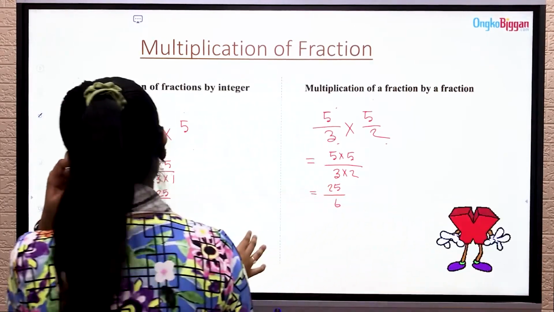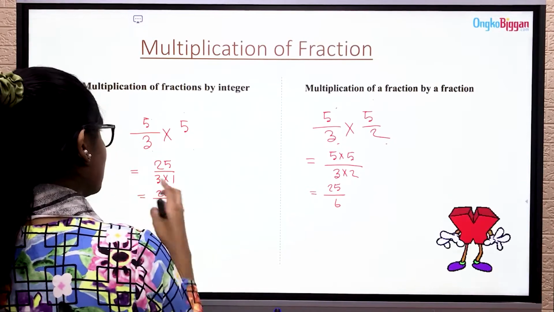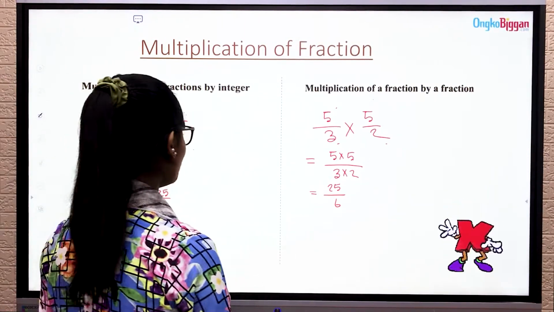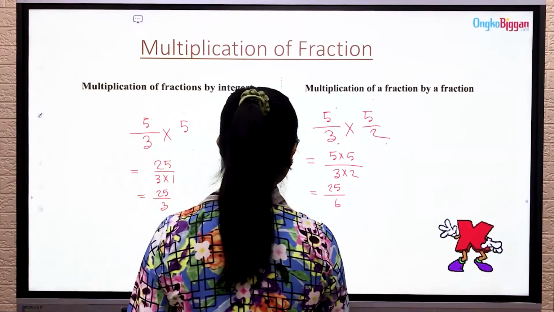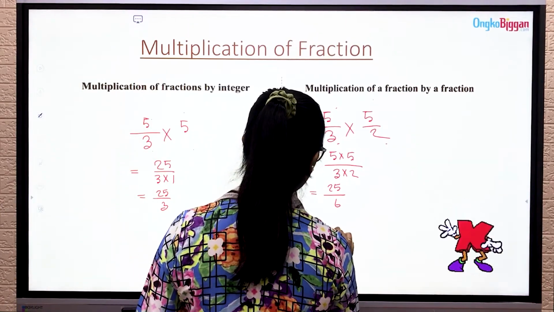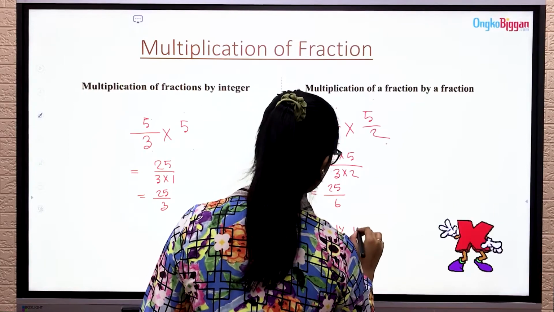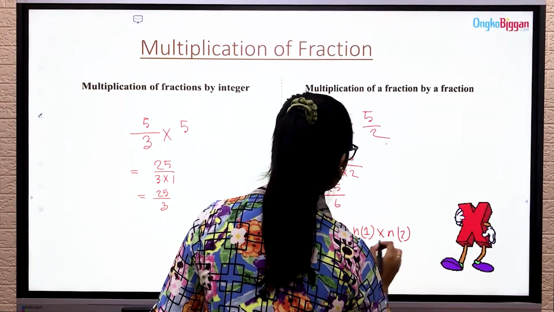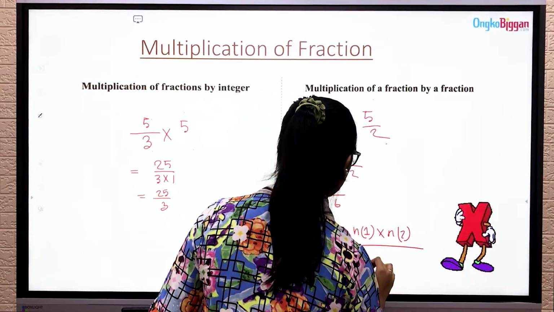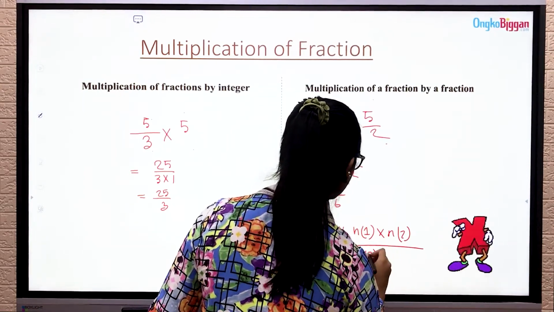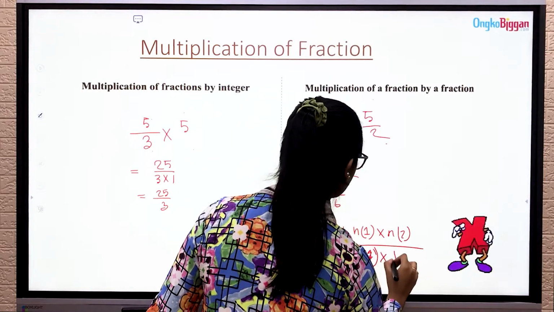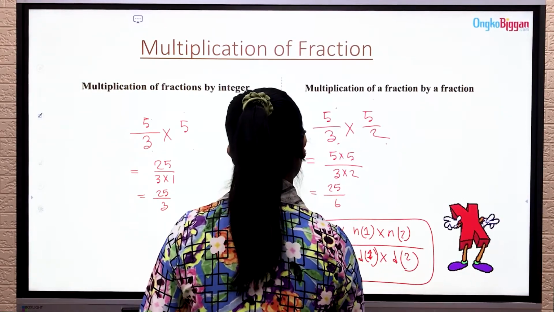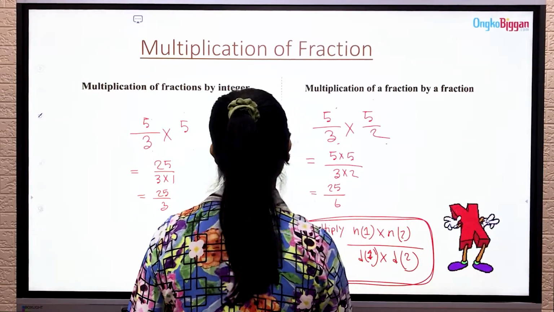So this is the process of multiplication of fractions. It's very easy: we need to multiply the numerator of the first one into the numerator of the second one, divided by the denominator of the first into the denominator of the second. This is what we need to follow for multiplication.